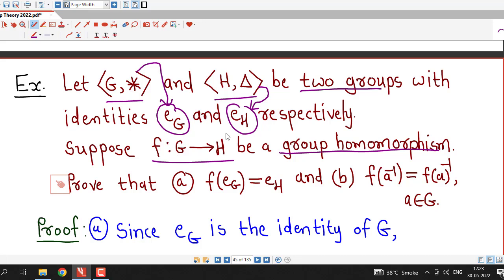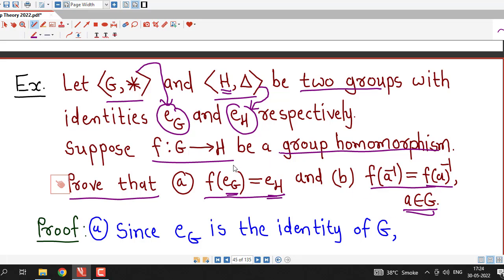So it is given that f is a group homomorphism, and we are asked to prove that f of identity in G equal to identity in H. The image of the identity of G under group homomorphism f is the identity of group H. Similarly, if we take any element a in group G, then the image of a inverse under f is the inverse of f of a. f of a will be an element in group H, and the inverse of f of a will be equal to f of a inverse for any a belongs to G. So we have to prove these two properties for any group homomorphism.